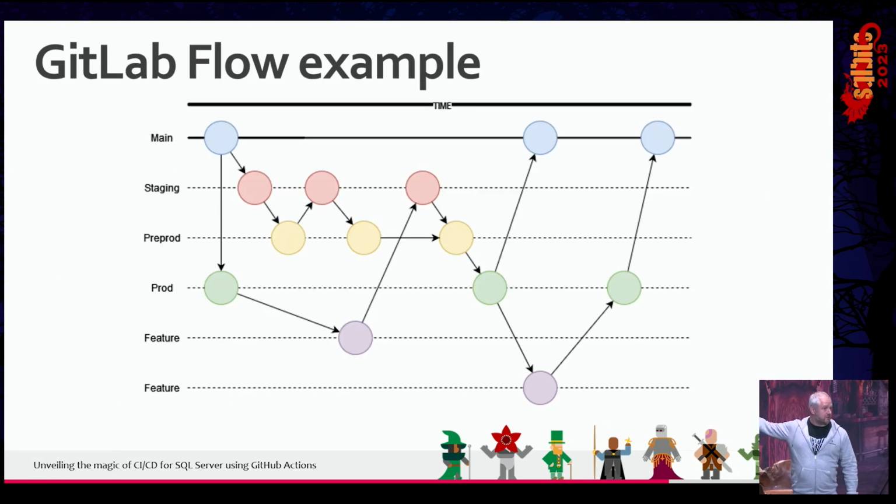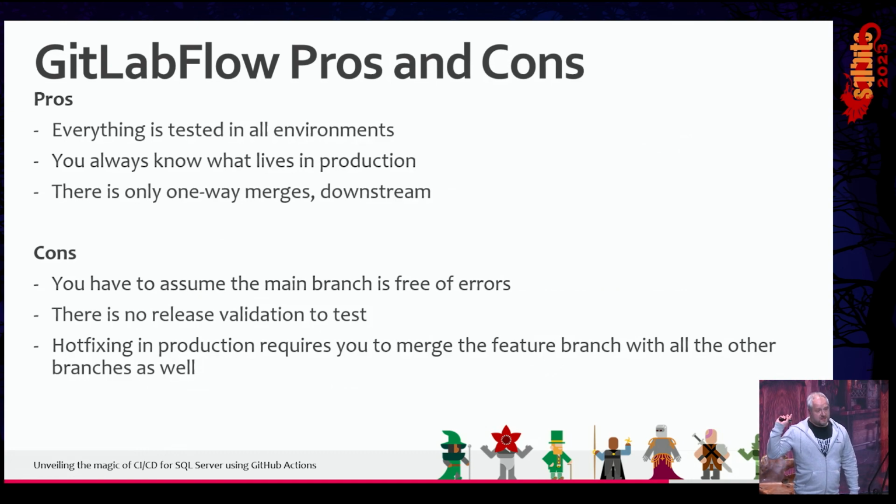GitLab flow is completely different. That's based on environments. You can split it based on environments, and then you have your staging, your prod, and your pre-prod, and then features if you want to have those separated. But it gets tested in all environments. Really nice, right? You know what lives in production. Main is not even your production release; it's only your production.